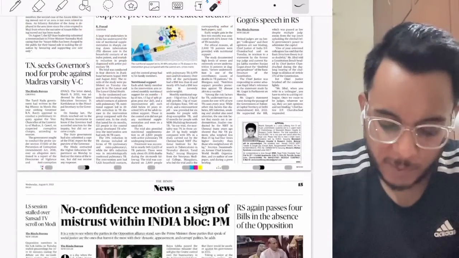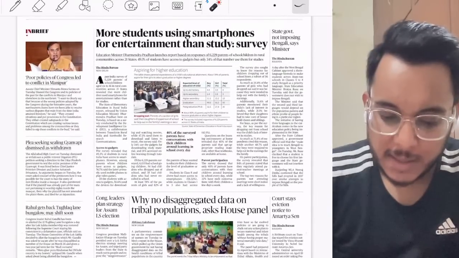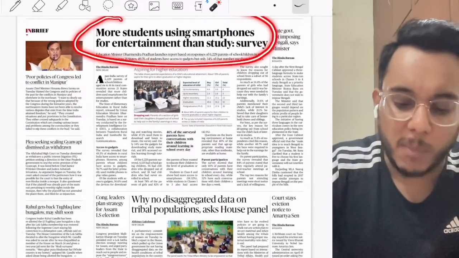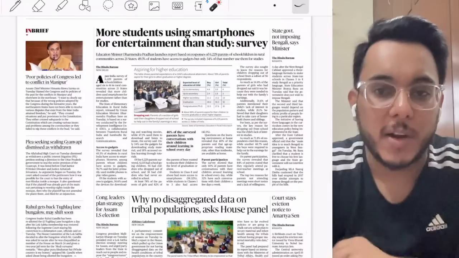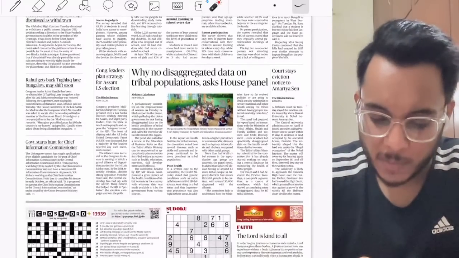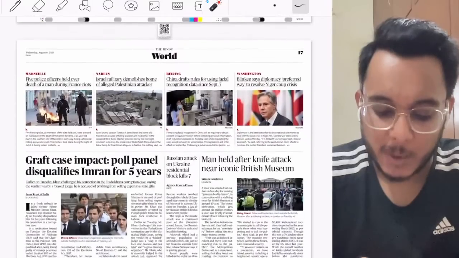We'll see this particular article for the exam. Then we have these political articles, nothing important here. Then here we have one article, more study using smartphones, more students are using smartphones for entertainment. We'll see this particular article. Why no disaggregated data on tribal population? We'll see this article also.